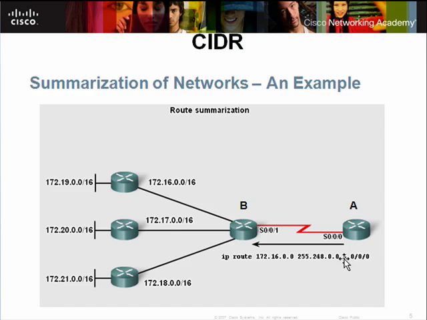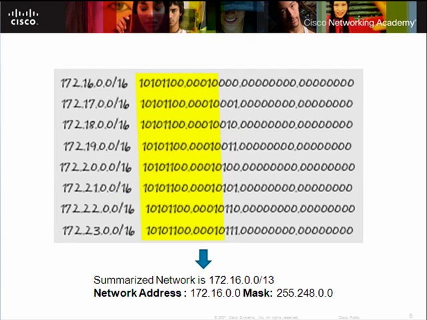It starts with binary representation for all network addresses to be summarized. Here you can see the binary representation for all the given subnets in the network diagram seen earlier. Next step in CIDR is to determine bits that are common for all these subnets starting from the left. In this example, we see that the first 13 bits are common for all the subnets.